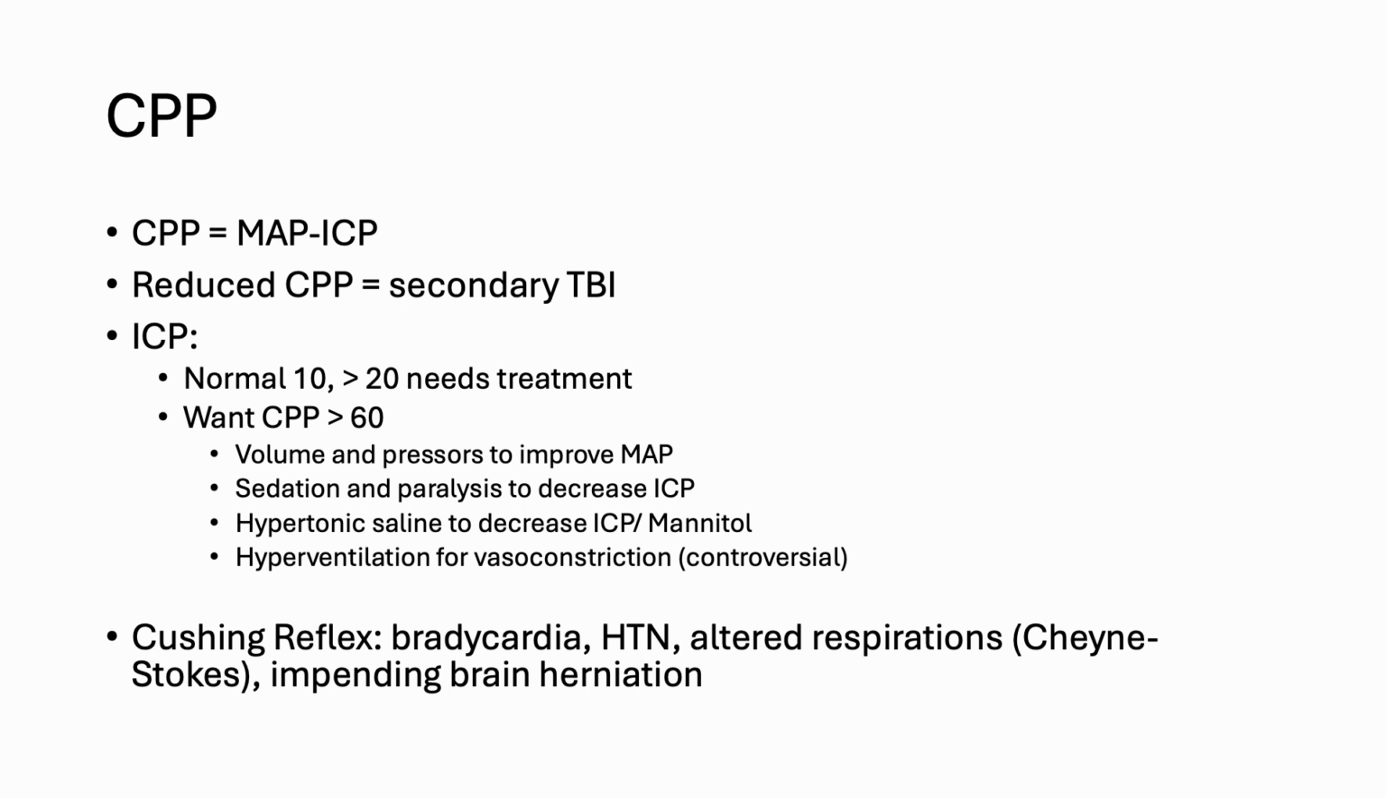So if you want a CPP greater than 60 in your ICU, some things you can try is giving volume and pressors to improve your MAP. You can give sedation and paralysis to decrease your ICP. You can give hypertonic saline and mannitol to decrease intracranial pressure. You can also do hyperventilation for vasoconstriction, but this is controversial as well.